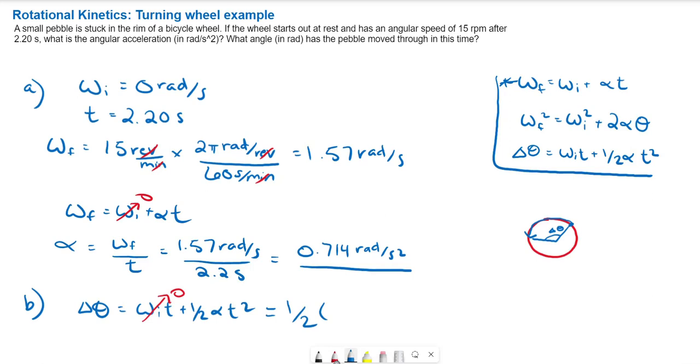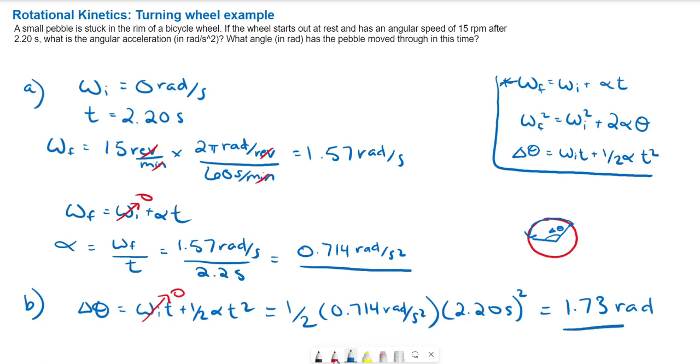So that's 1/2 times 0.714 radians per second squared times 2.20 seconds squared. And that is going to give us an angle in radians of 1.73 radians. So this is how you would find the angle.